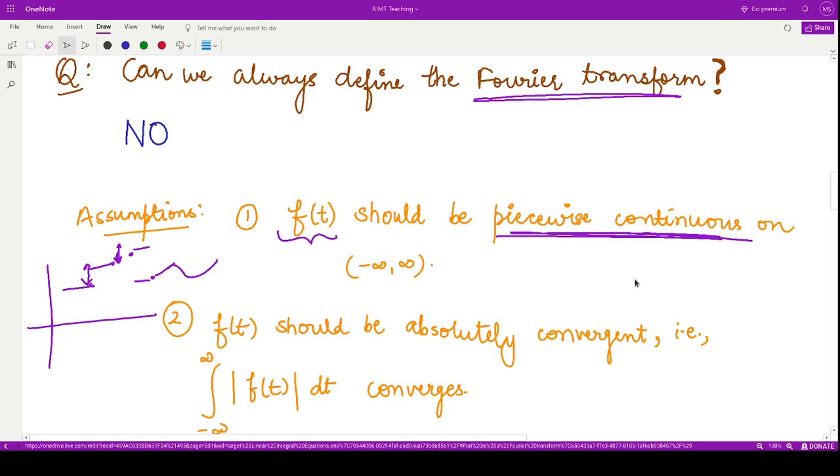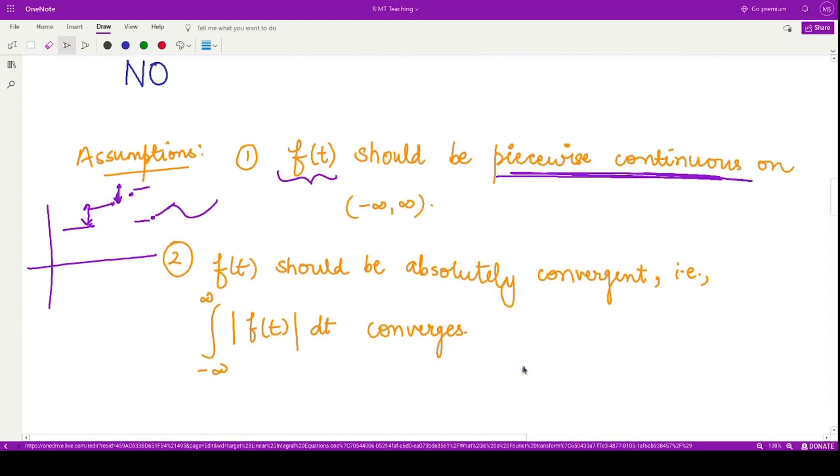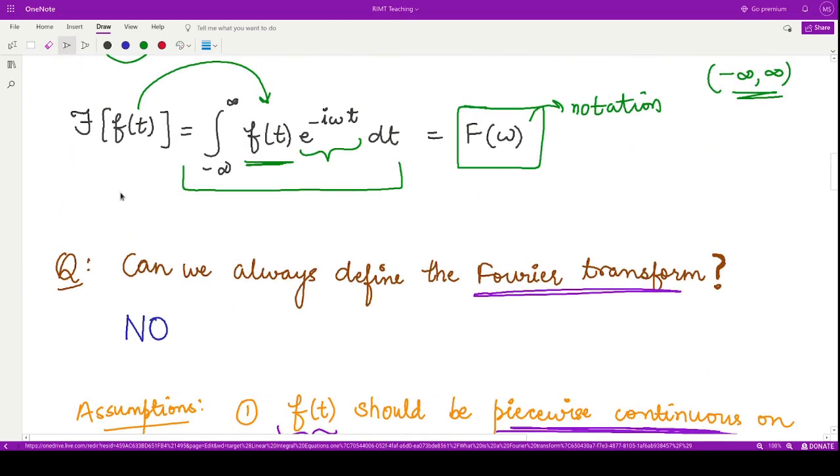The second point here is that the function should be absolutely convergent. What do we mean by absolutely convergent? That means this should be a finite number. Whenever you take the integration of the absolute value of the function, then that should be finite. So we say the integral converges. If these two conditions are satisfied, we can then define the Fourier transform like this.